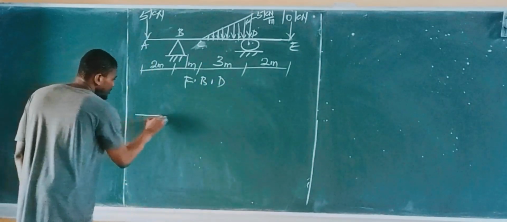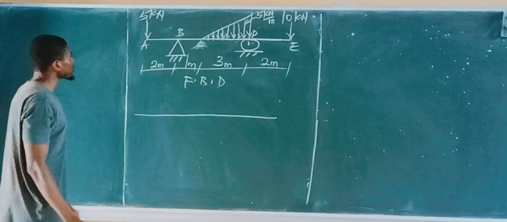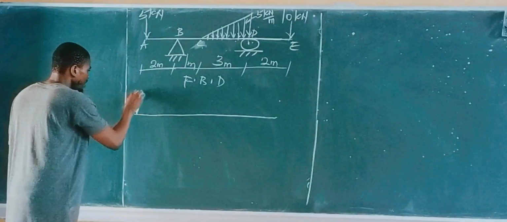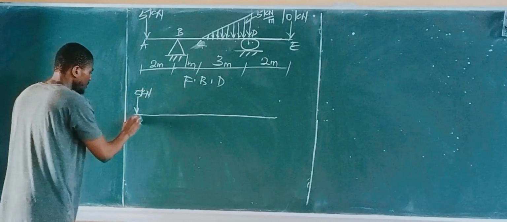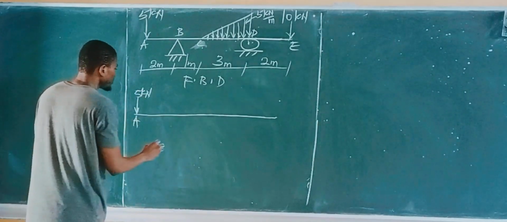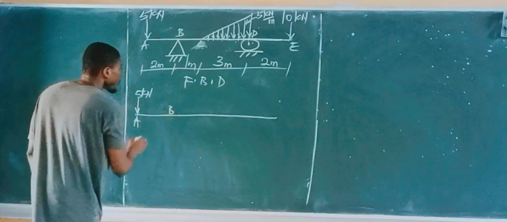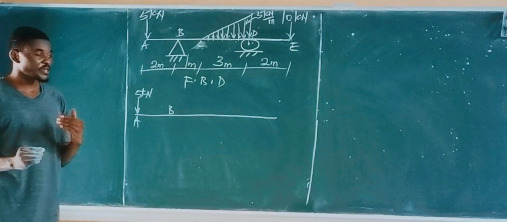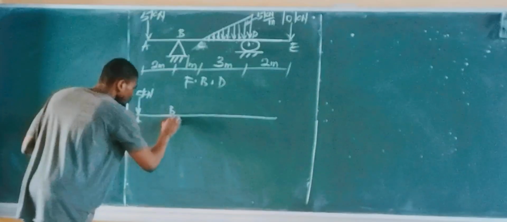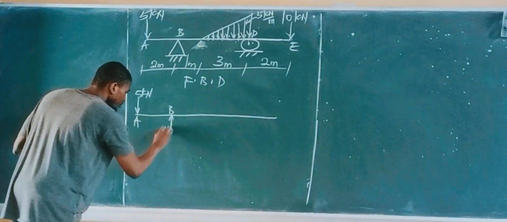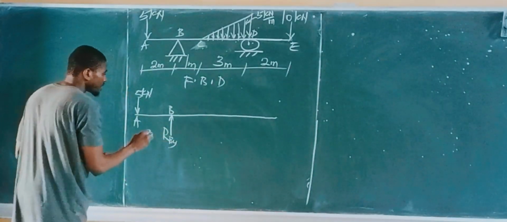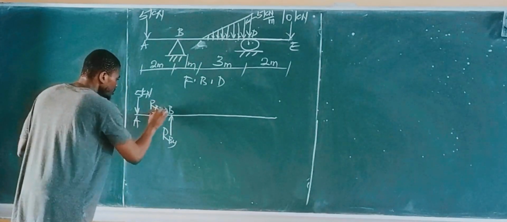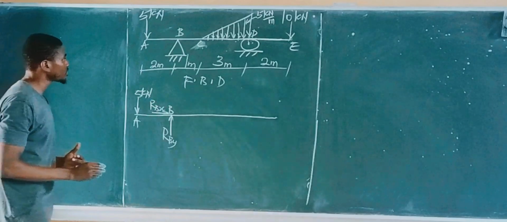So you bring back the beam. At point A, we have a downward force of 5 kilonewtons. Meanwhile, at point B, we have a pin. For a pin support, I've already said we have two reactions: one vertical, so we have R_BY, and one horizontal as well, so we have R_BX at point B.